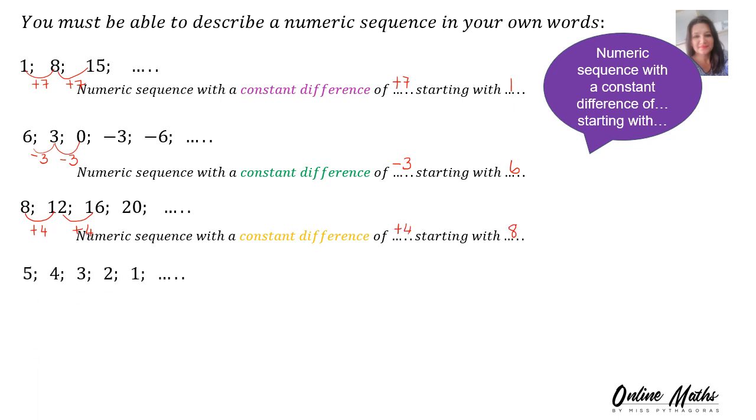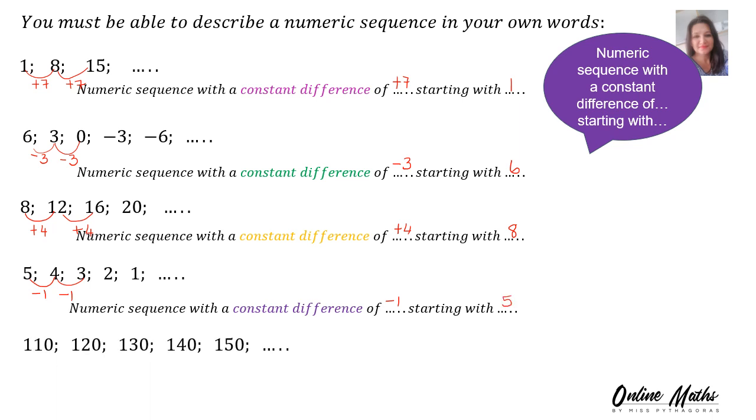When I give you the sequence 5, 4, 3, 2, 1, then to get from 5 to 4, you subtracted 1. To get from 4 to 3, you subtracted 1, etc. Therefore, it's a numeric sequence or a linear sequence with a constant difference of -1, starting with 5 as the first term.